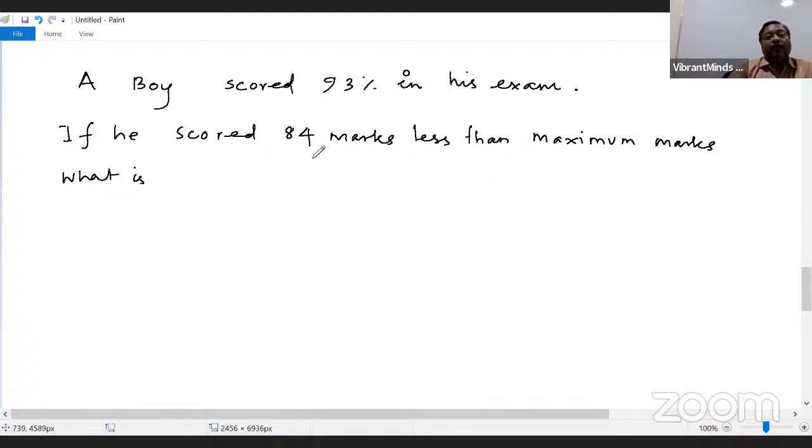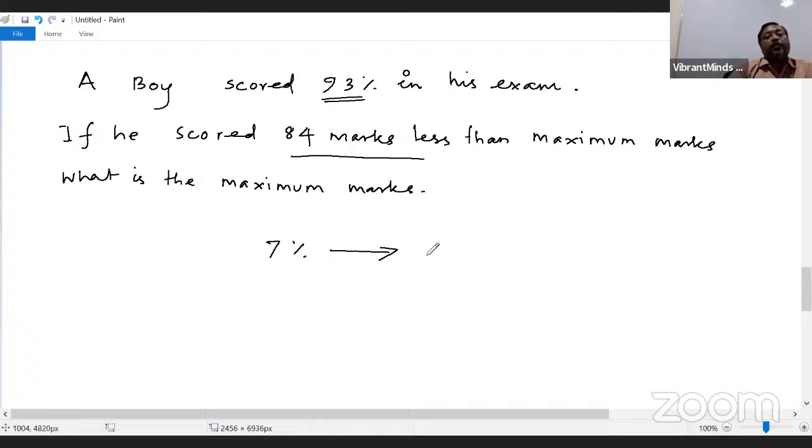If he scored 84 marks less than the maximum marks, what is the maximum marks? Now see, 93% he has scored. That means, can I say 7% he has not scored? And 84 marks less than maximum marks. So that 7% is what? Your 84 marks. So can I say 100% is what?